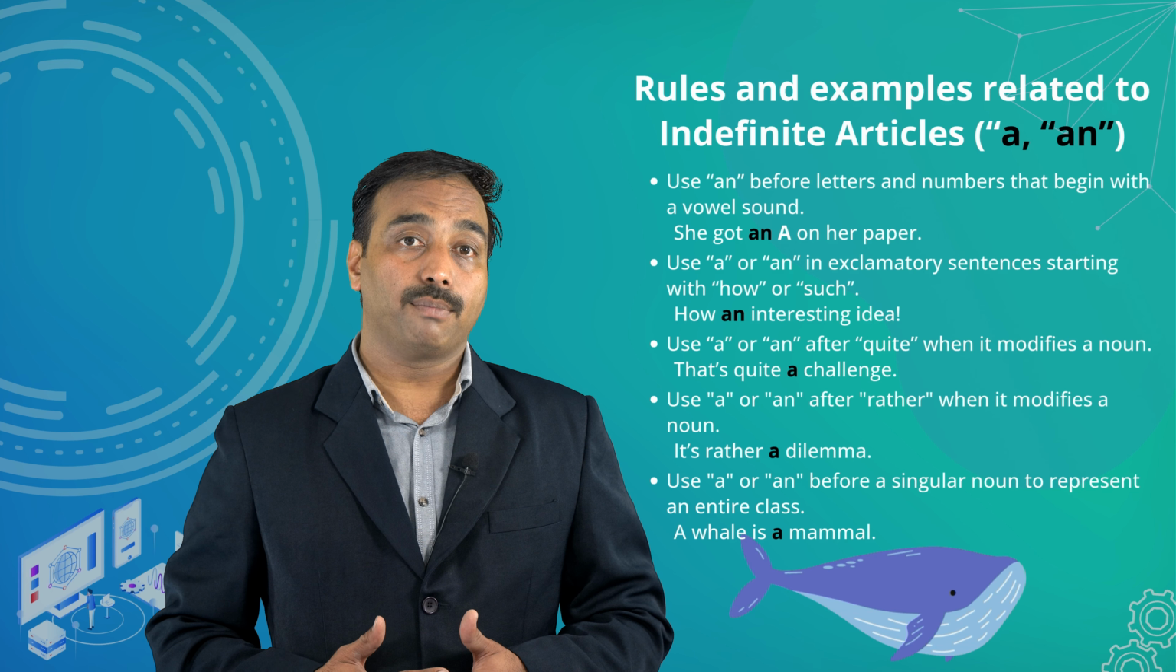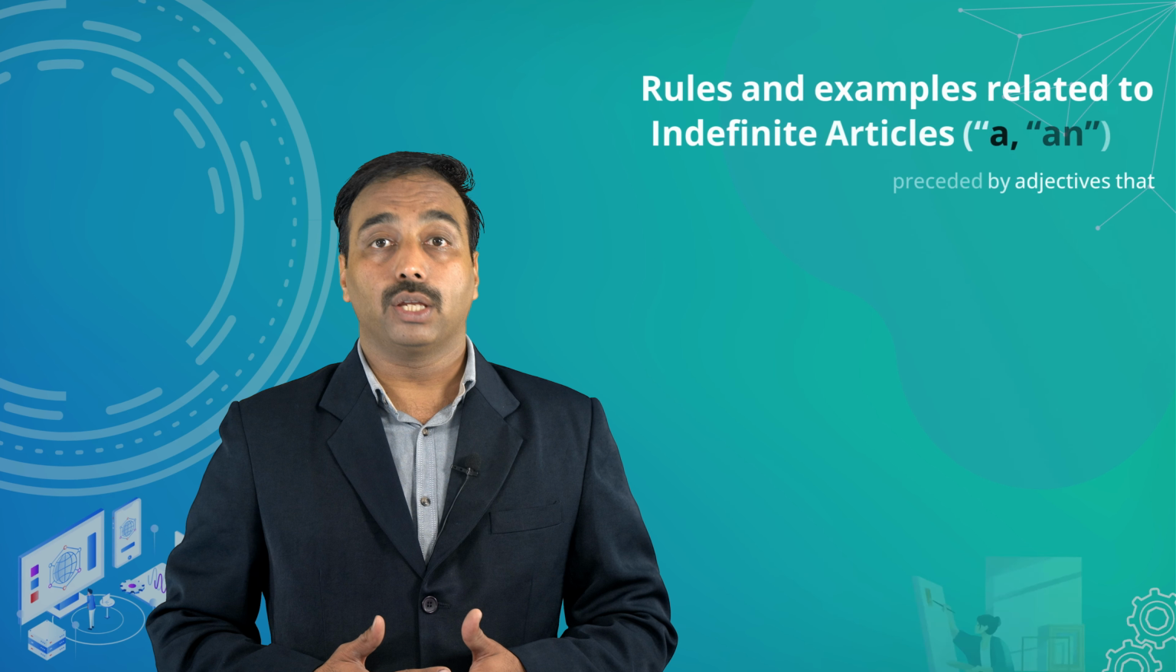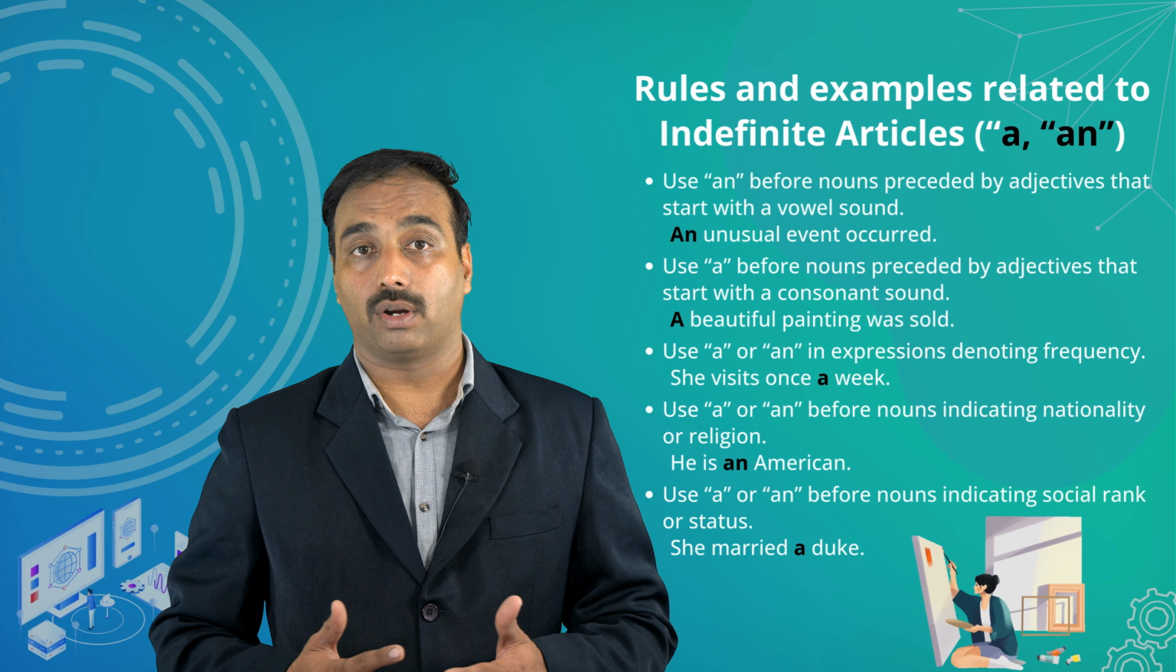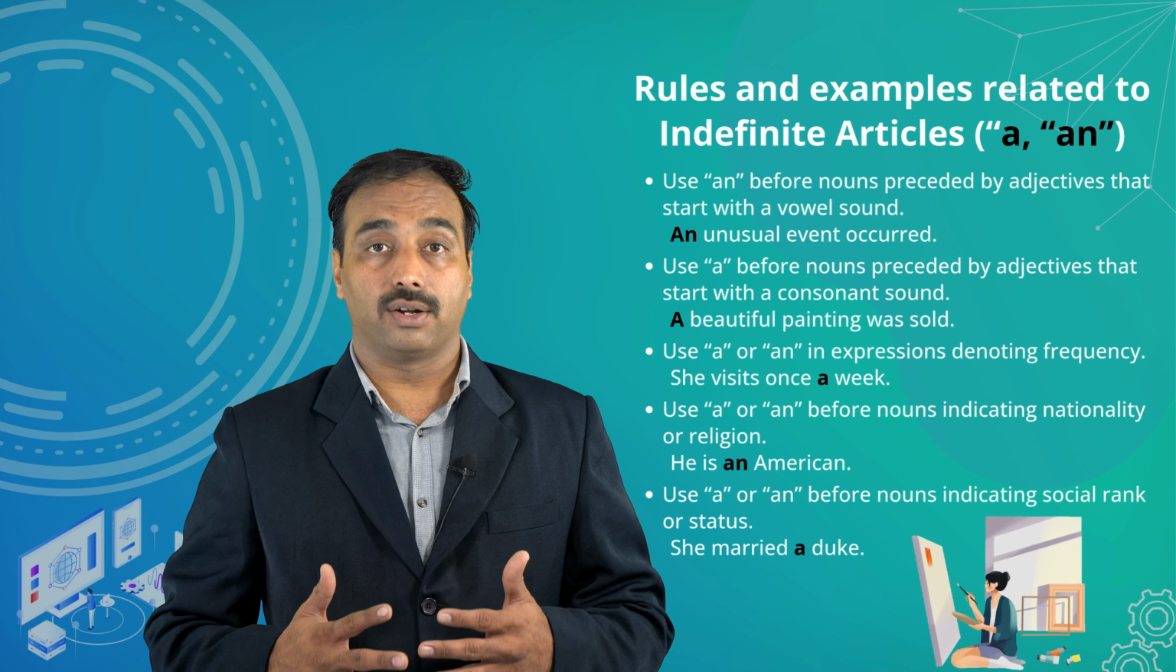Use a or an before a singular noun to represent an entire class. For example, a whale is a mammal. Use an before nouns preceded by adjectives that start with a vowel sound. For example, an unusual event occurred.